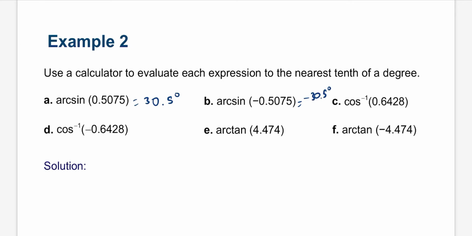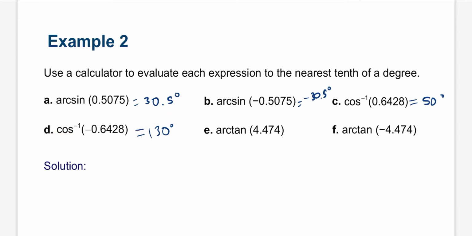The next problem would be inverse cos of 0.6428. That would be 49.9. So we can round that up to 50 degrees. That should be in quadrant 1, which it is, or quadrant 2. And let's try this next one. Inverse cosine of negative 0.6428. That would be 130 degrees. And that is good because this is in quadrant 2, which means it's okay.